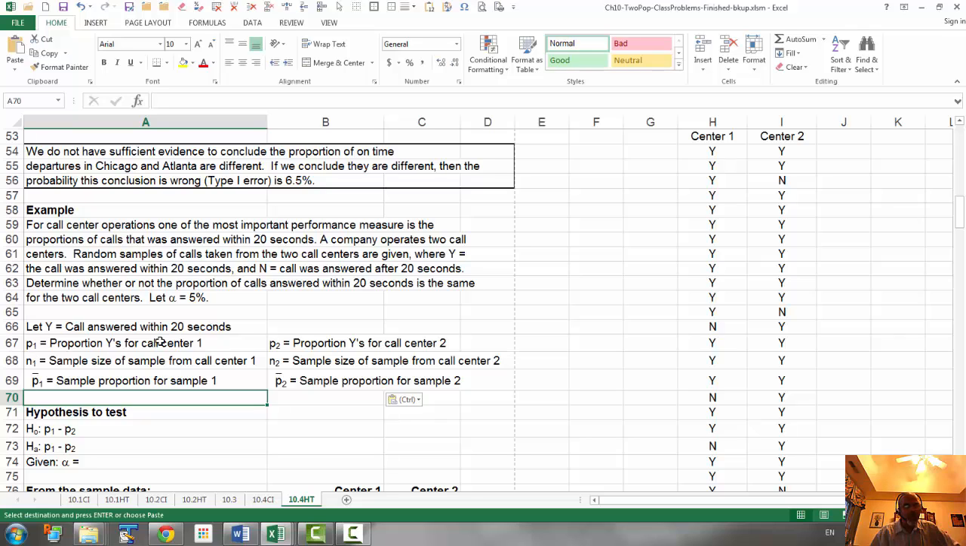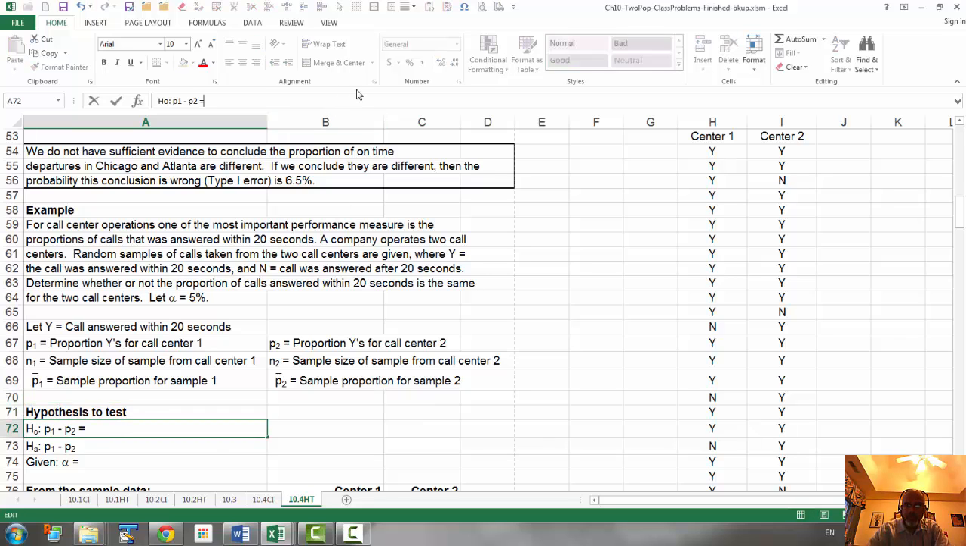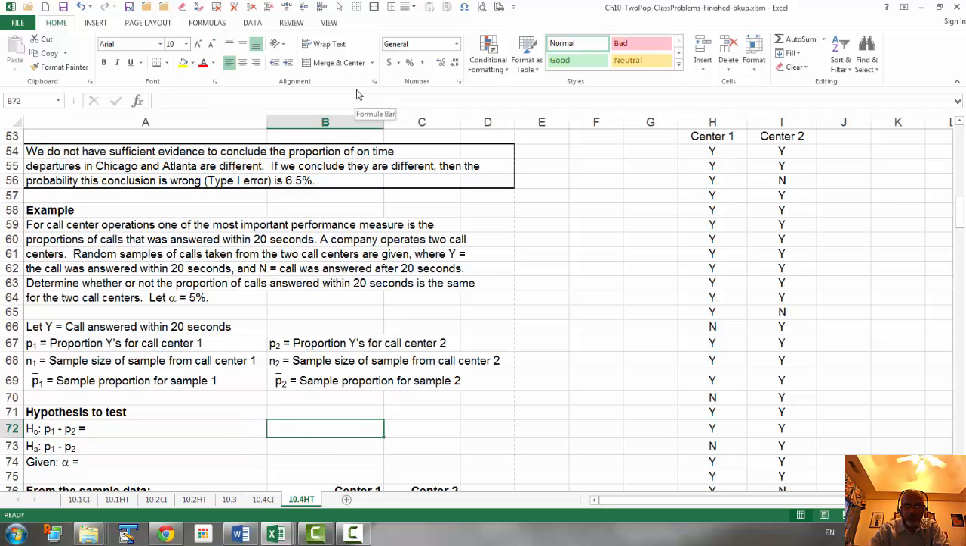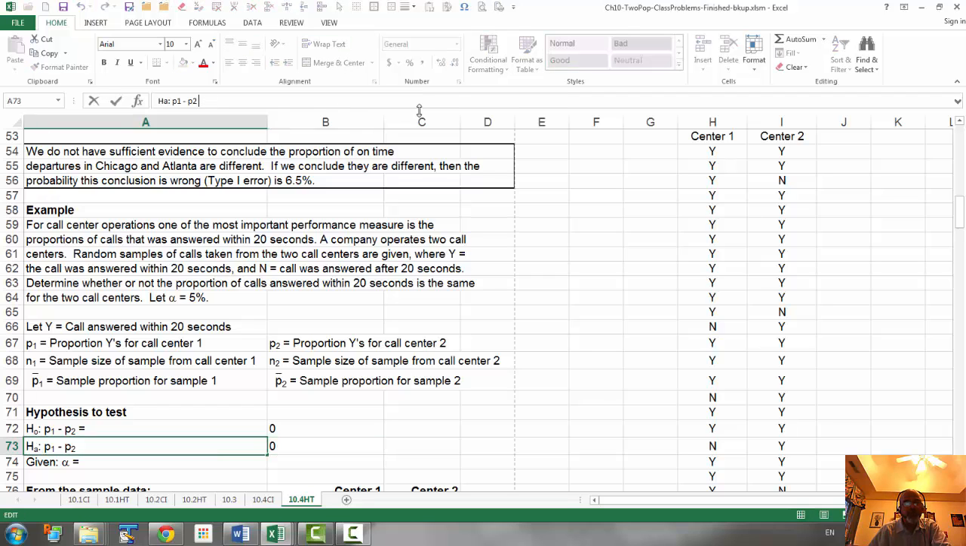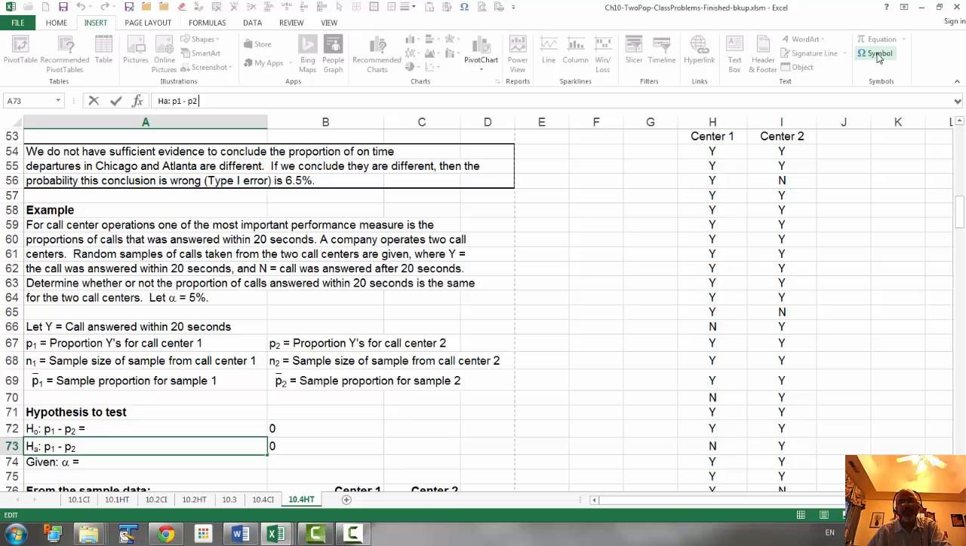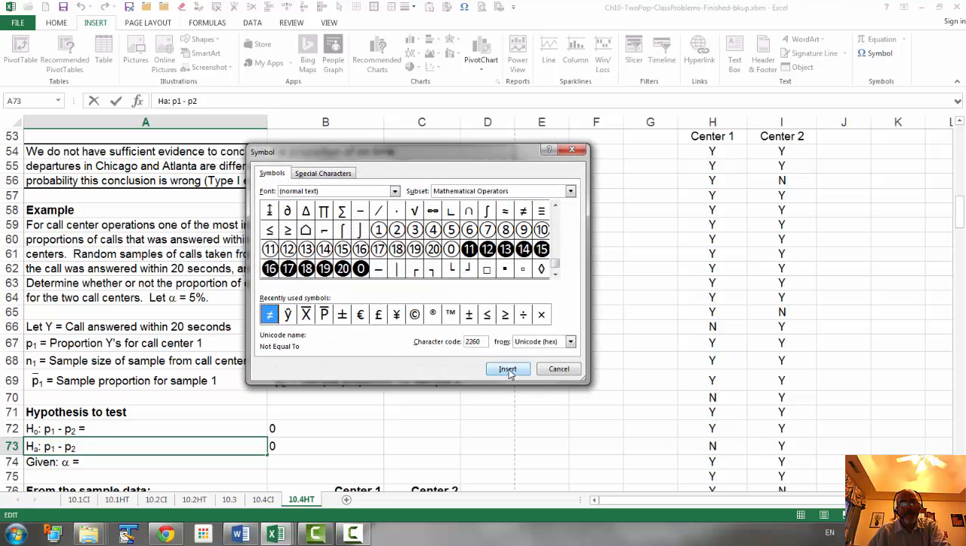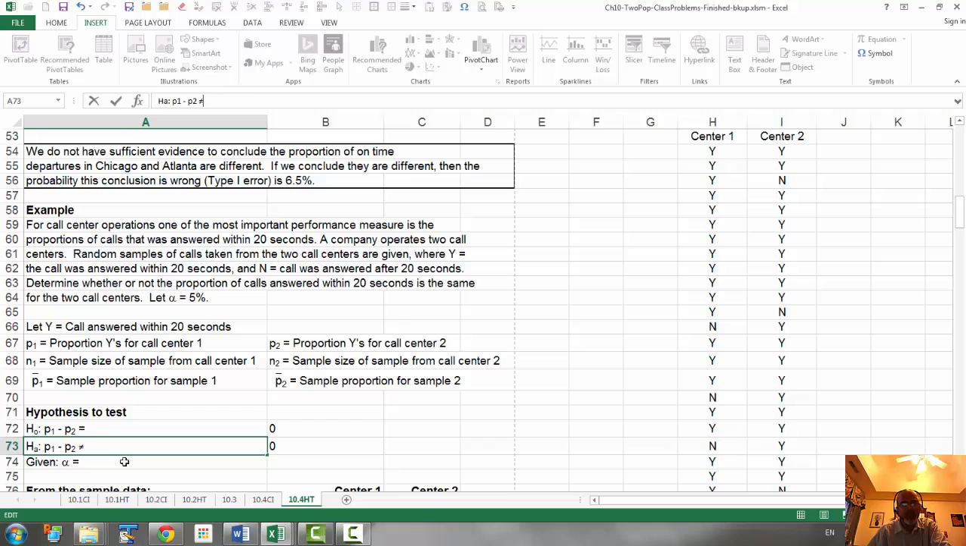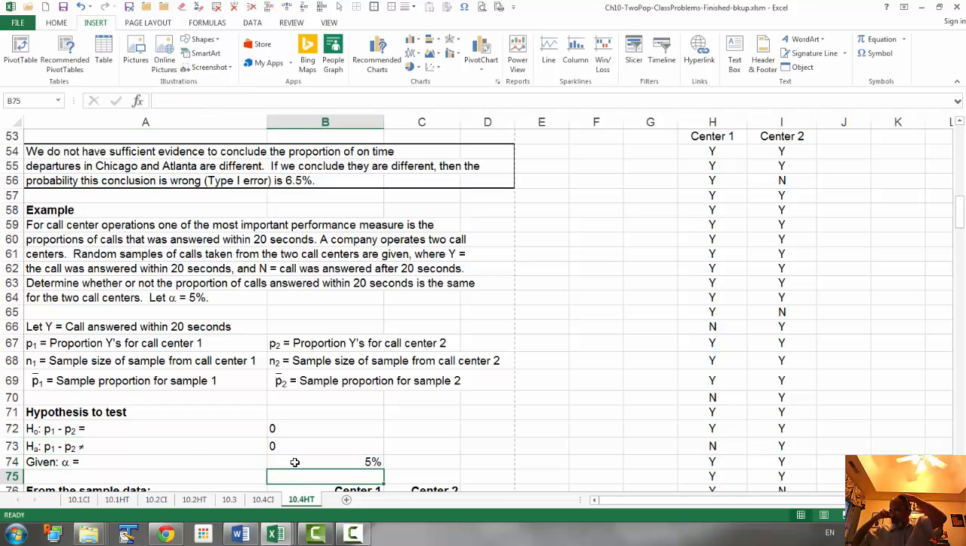So proportion of Y calls in two call centers, and sample size and sample proportion, and we want to test whether, if the two proportions are equal, then the difference is 0. That will be our null hypothesis. If they are different, then it will be not equal to. It's a two-tailed test, and let's assume 5% for alpha.